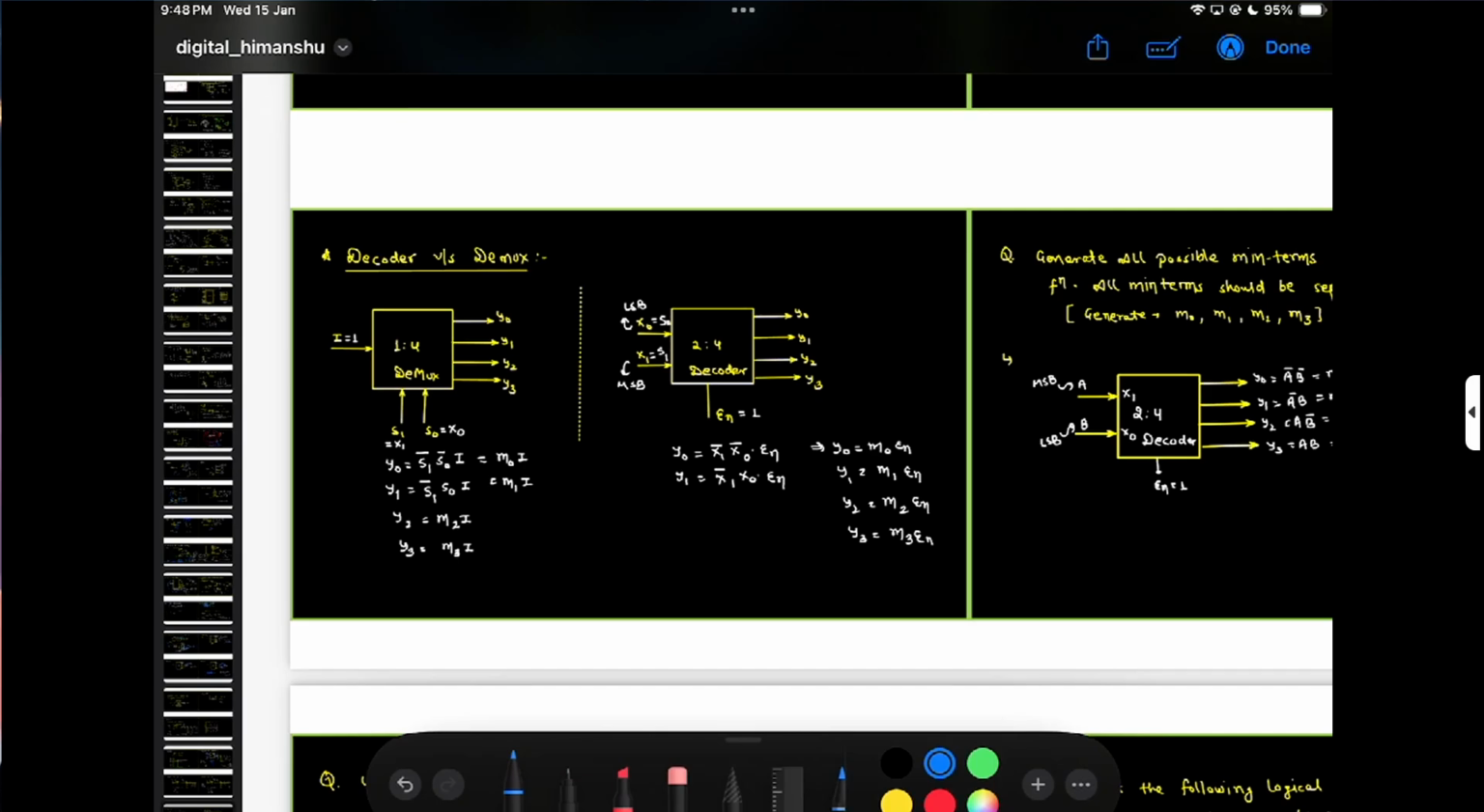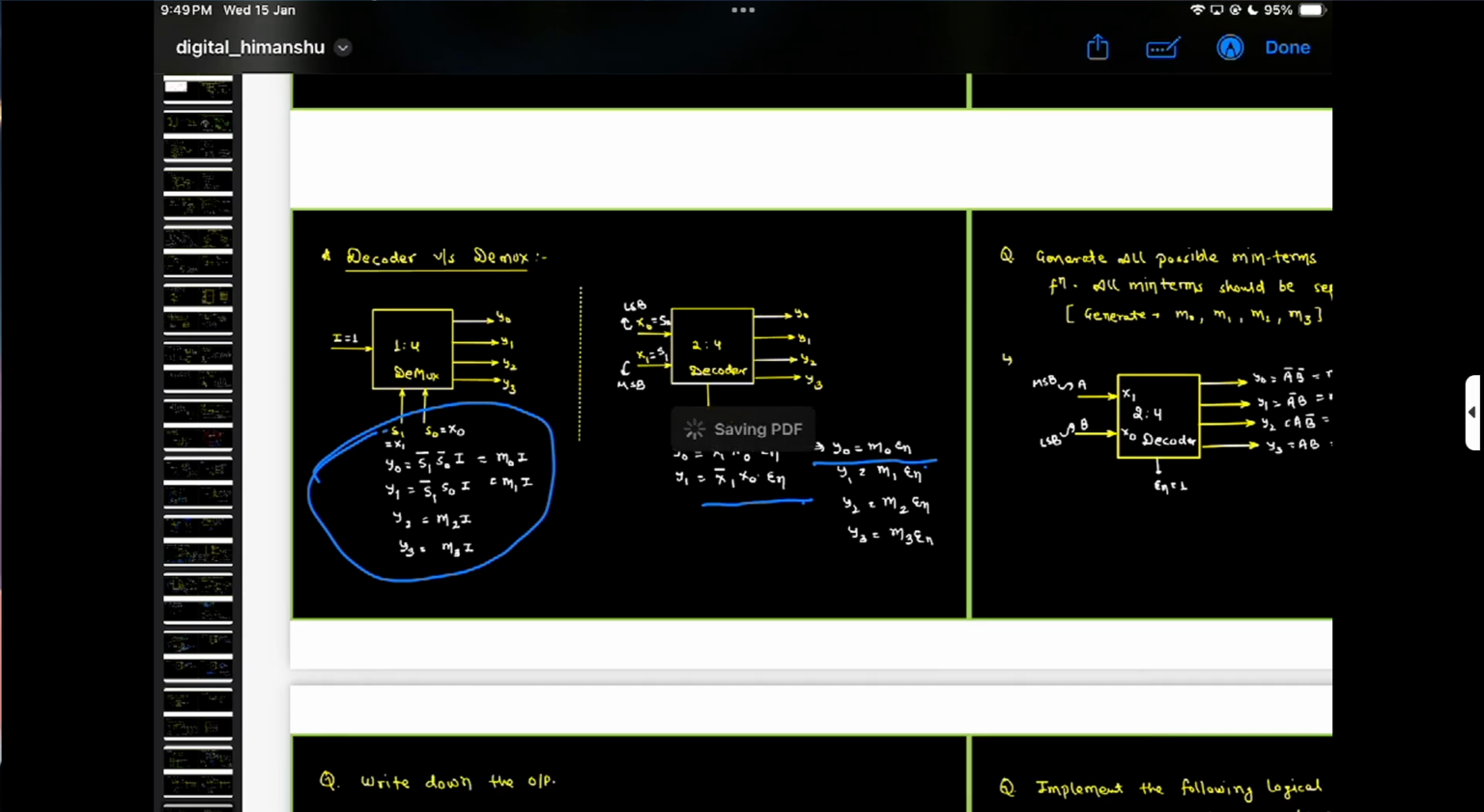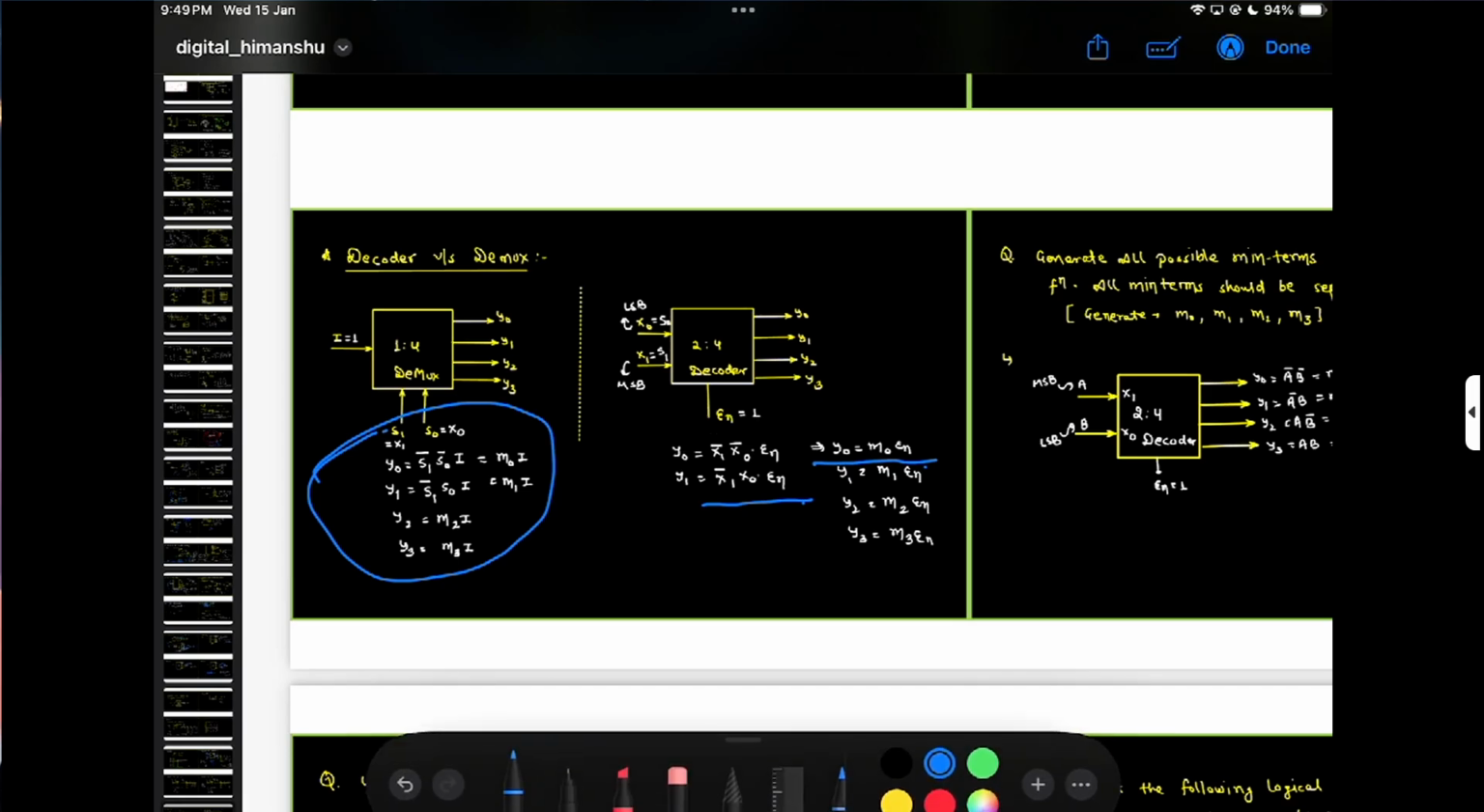Decoder versus demux. Basically, this is the difference. This is my demux where the select line is present, but here there is no select line. In the decoder we give the enable signal, and the outputs are m0, m1 and so on, each multiplied by the enable signal. Here it is also m0, m1. So almost everything is the same, but the difference is that this select line is here and here there is no such select line.